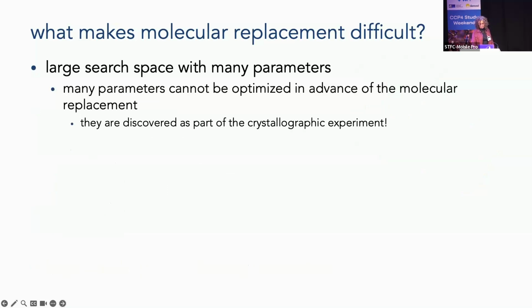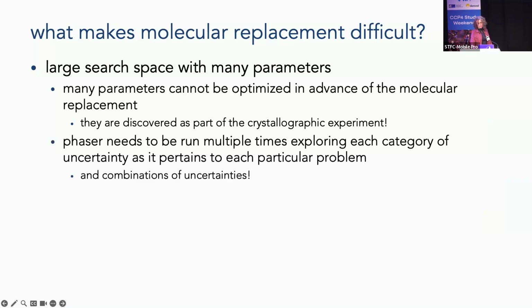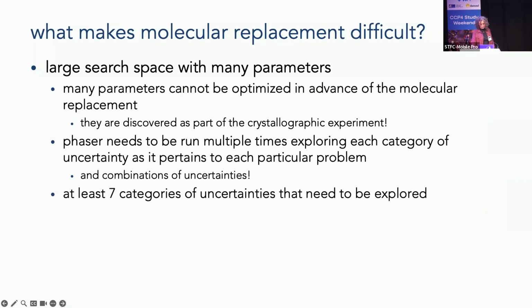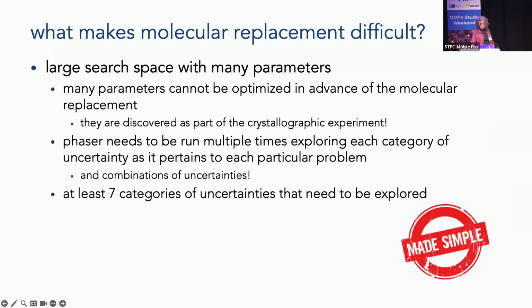So what's the problem? In molecular replacement with difficult problems, you have many parameters that can't be optimized in advance of molecular replacement. When you optimize them, that's when you're going to get the highest signal and you're going to be able to solve your structure more easily. And these are discovered as part of the crystallographic experiment. So Phaser needs to be run multiple times, exploring each category of uncertainty as it pertains to each particular problem. And of course, there are combinations of these uncertainties as well, so you get combinatorial explosion. I'm going to talk about 7 categories of uncertainties that I consider to be important as part of this process. And the aim, of course, is to make this simple.